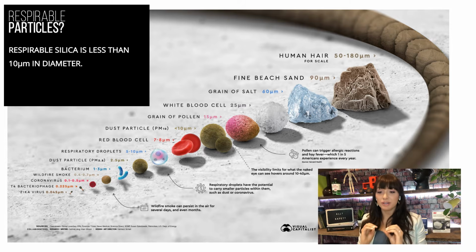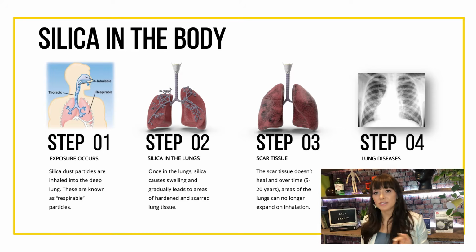Respirable are the really fine, tiny particles, and I'll show you why. So if you look at this image above step 1, what we're looking at are the 3 different places that particles that we inhale can get deposited in our mouth, throat, and lungs. So inhalable are those bigger particles.